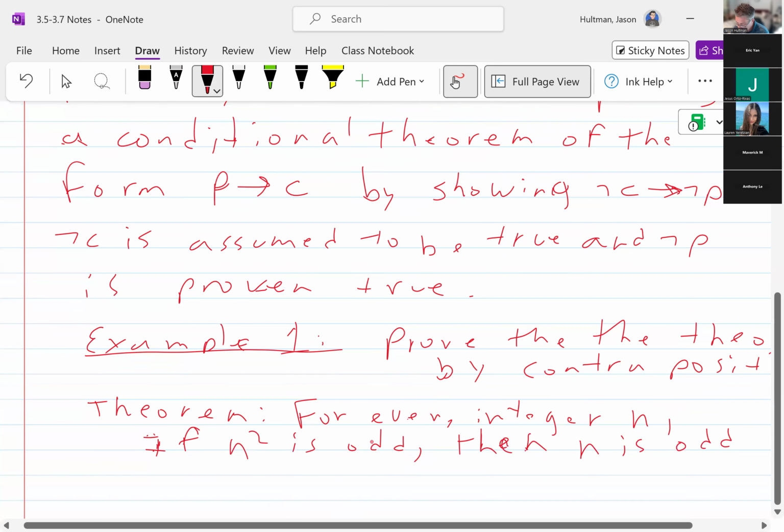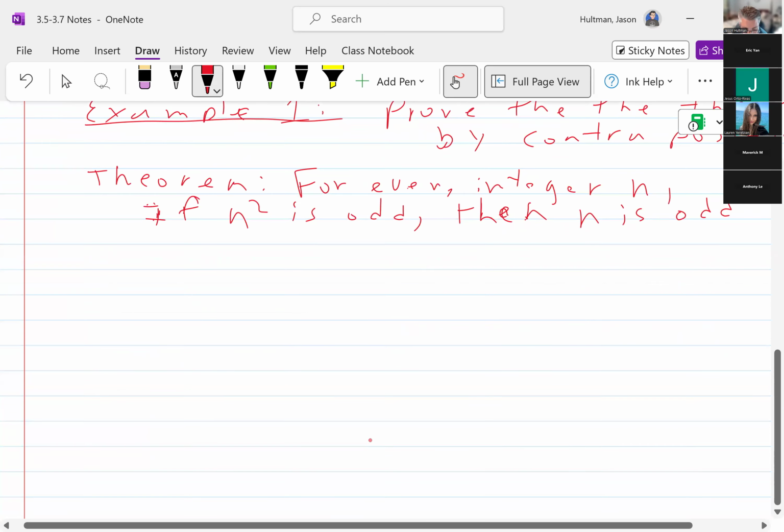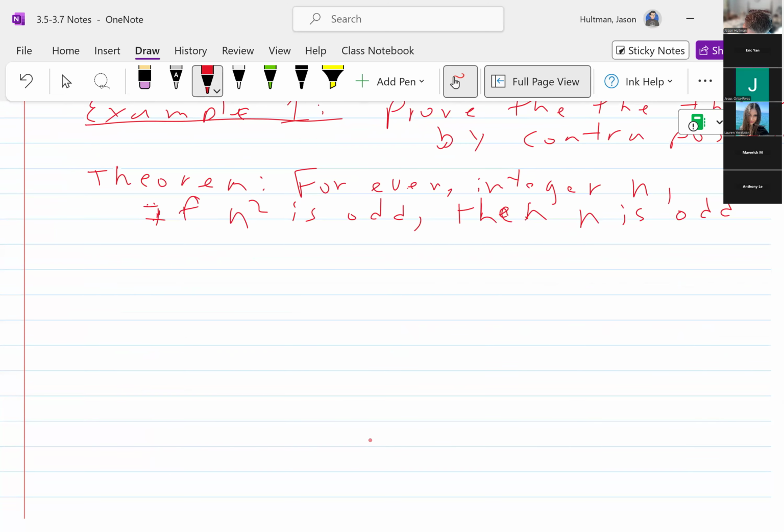So we want to prove this by contrapositive. The proof is to assume the opposite of the conclusion. We're going to assume that n is an even integer and see if we get an even integer for n squared.